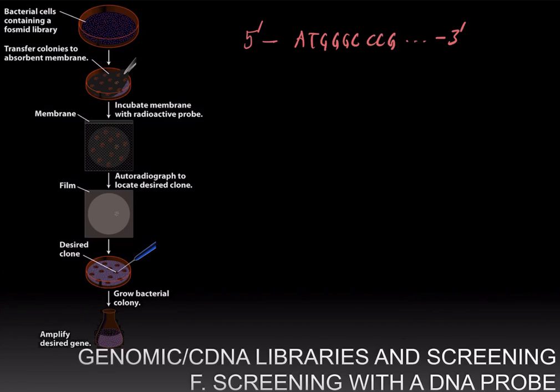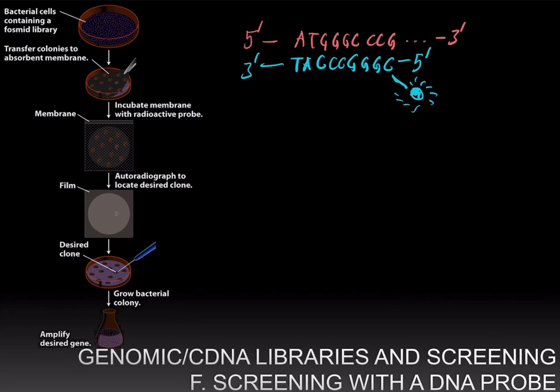and we have figured out part of the sequence based on the amino acid sequence of the protein encoded by this gene. Now, if we know a fragment of the DNA sequence of this gene, then we can design a probe that's complementary to the sequence. And it's called a probe because this DNA molecule is radioactive.